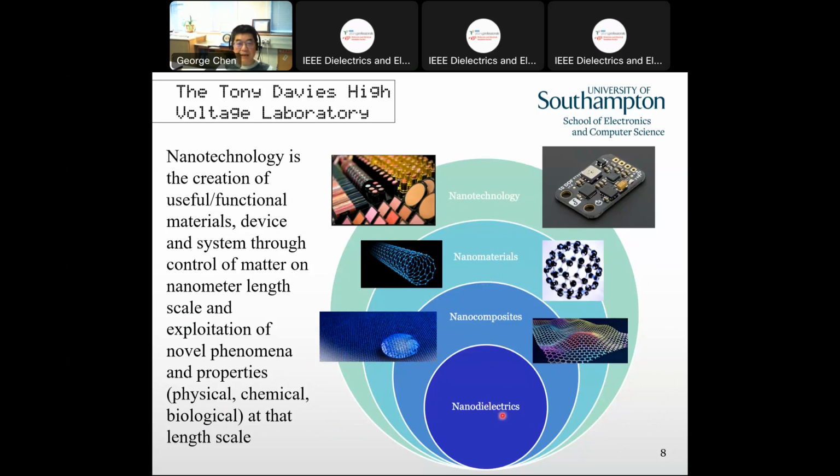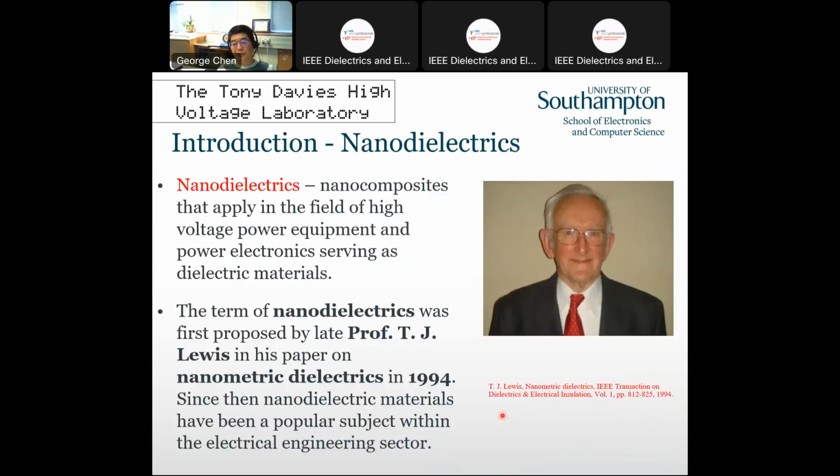This comes back to an initial proposal by Professor T.J. Lewis. Nanodielectrics is a nanocomposite applied in the field of high voltage power equipment and power electronics, serving as a dielectric material.